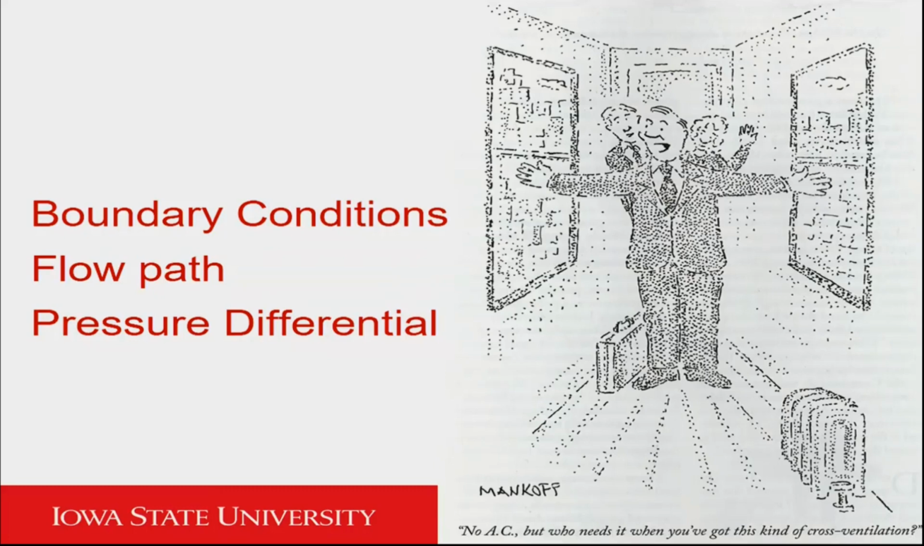So what I was going to say is that natural ventilation is not just opening windows. I think we've heard that before. I always use with my students this little cartoon from the New Yorker: there are three major strategies necessary to really design for natural ventilation. The first is the boundary conditions, to understand what's happening on the inlet and on the outlet. We design the flow path from the inlet to the outlet, and there is no air movement without creating the pressure differential. So no AC, but who needs it when you have this kind of cross ventilation, right?